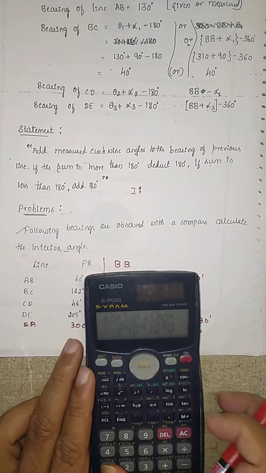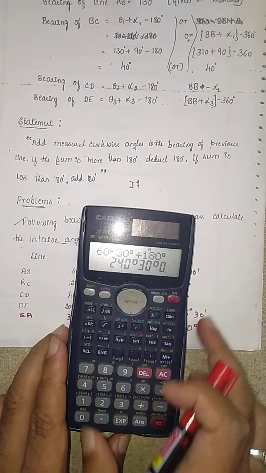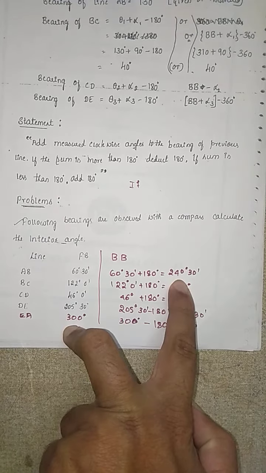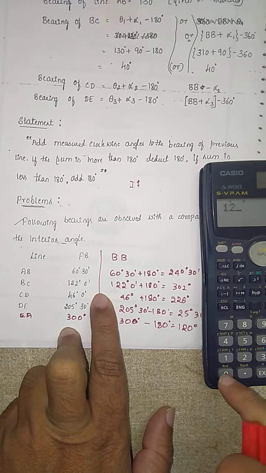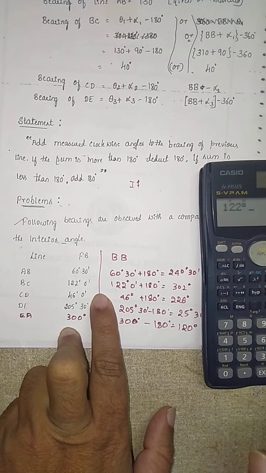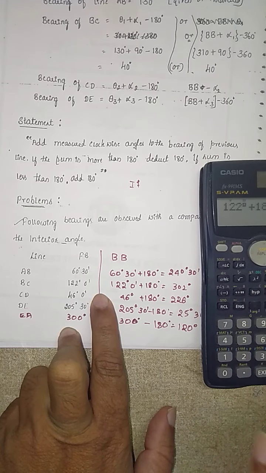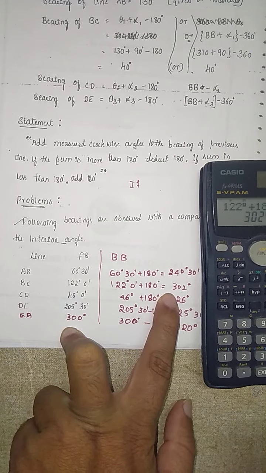So back bearing will be 240 degree 30 minutes. So I have written 240 degree 30 minutes. So again 122 degrees. Since it is less than 180, we need to add it. So you are going to get the back bearing as 302.